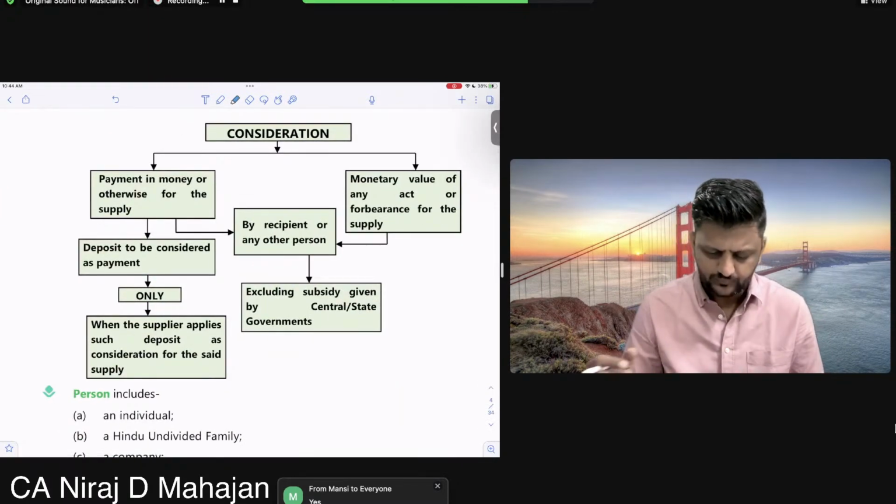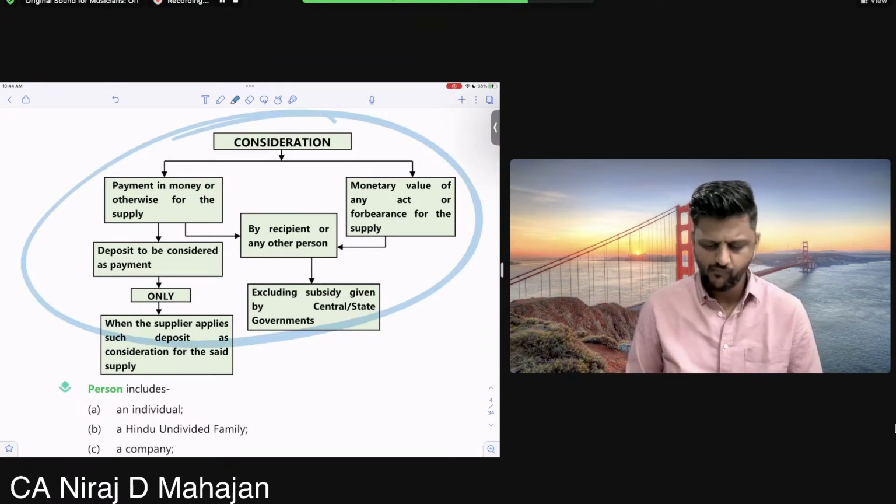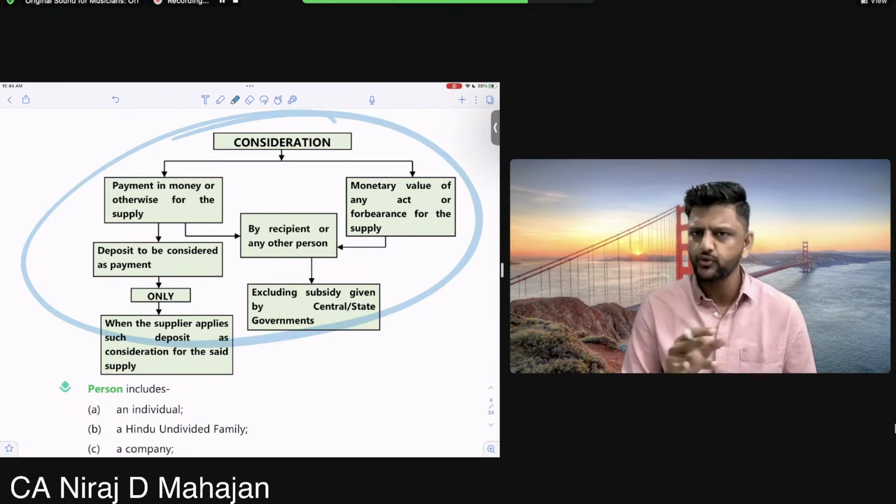Chalo. So this was covered in the chapter of supply. Okay, everybody. Consideration can be past, present, or future. That also was there. Okay.